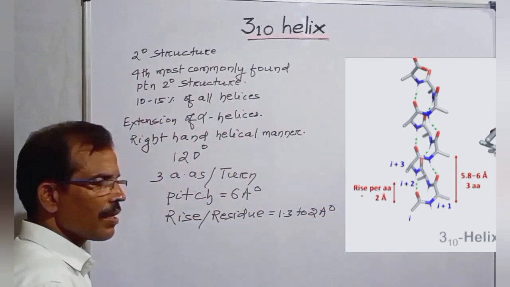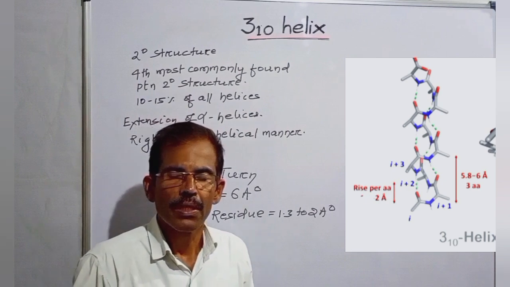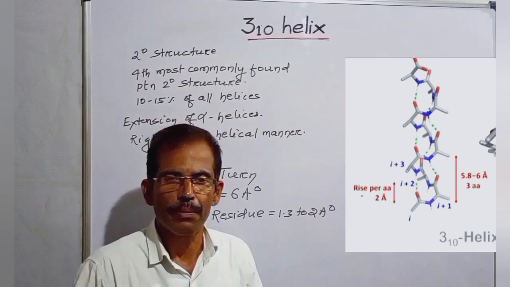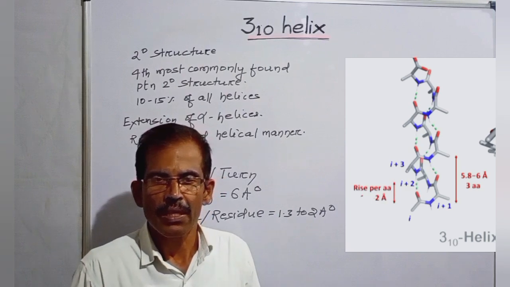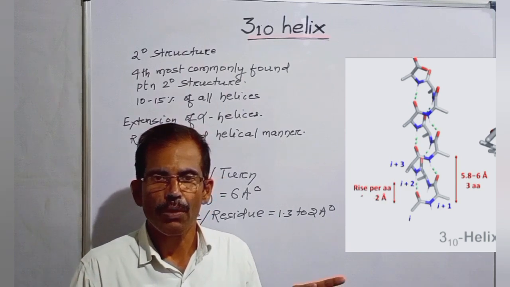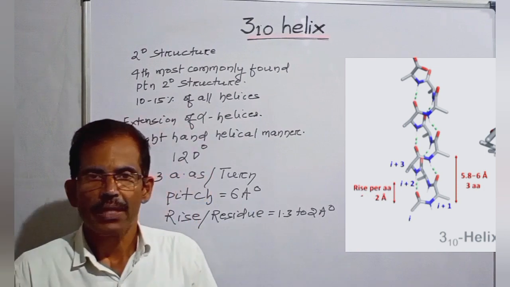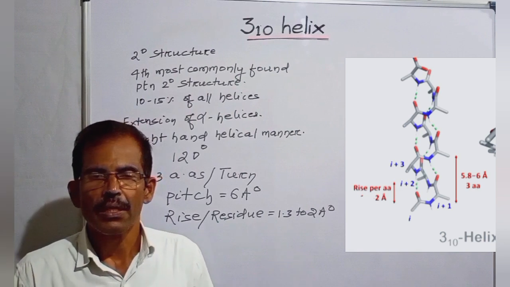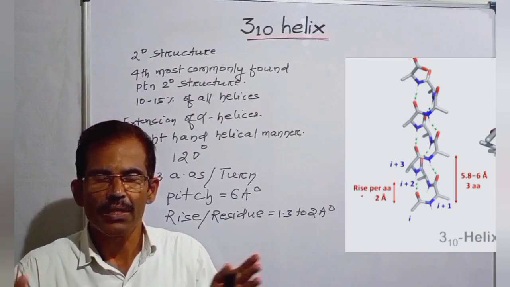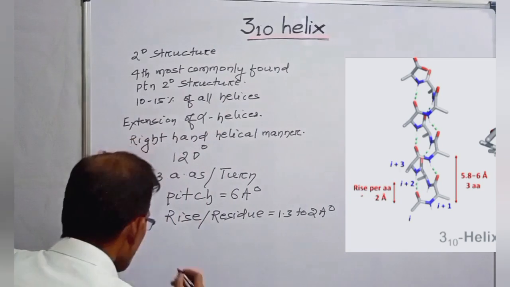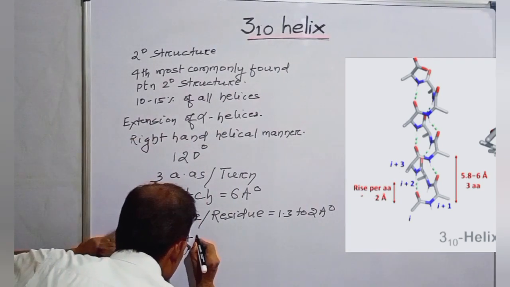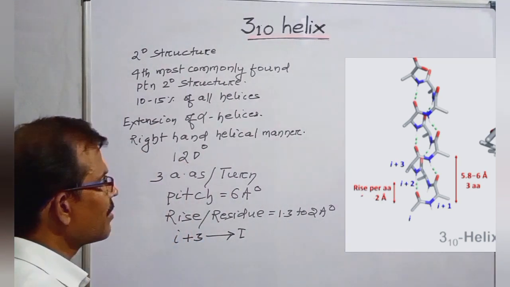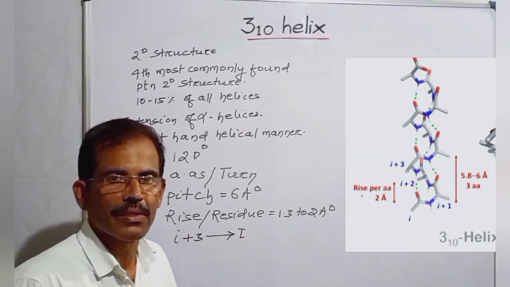Like alpha helices and beta pleated sheet, 3 by 10 helix is also stabilized by hydrogen bonding. Most importantly, the amide hydrogen of one amino acid is hydrogen bonded to the carbonyl group of another amino acid 3 residues earlier in the polypeptide chain. This repeated i plus 3 to i hydrogen bonding pattern defines a 3 by 10 helix.